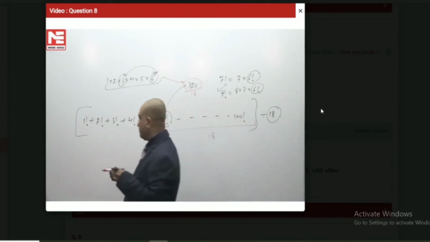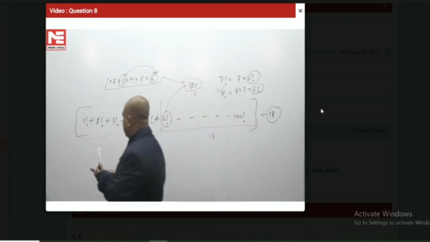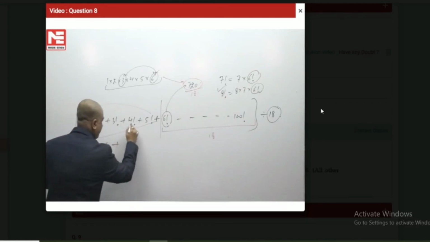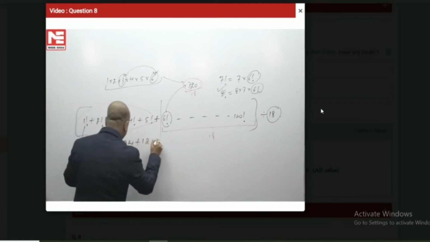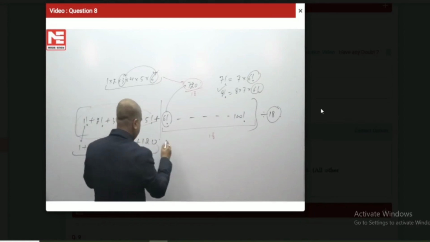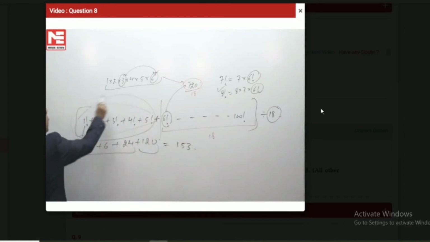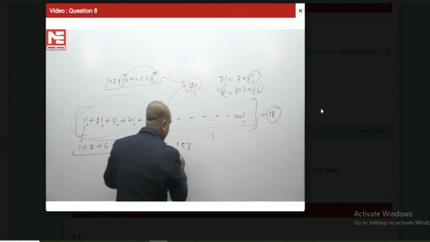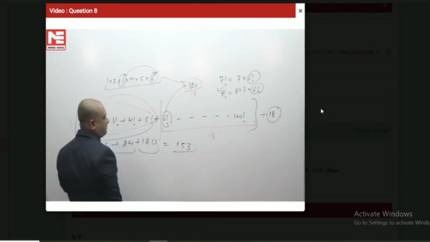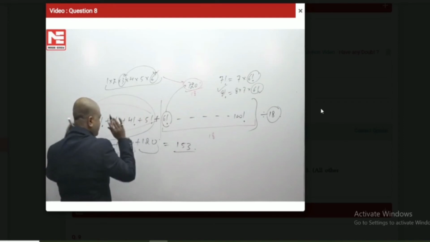So from where are we going to get the remainder? Only from the initial 5 terms. We have 1, 2 factorial is 2, 3 factorial is 6, 4 factorial is 24, and 5 factorial is 120. So 1 plus 2 plus 6 plus 24 is 33, and 33 plus 120 is 153. These initial 5 factorials are the only ones that leave a remainder. Otherwise, 6 factorial and beyond, everything is a multiple of 18, so beyond it there is 0 remainder. Only the first 5 terms have to be taken into account.